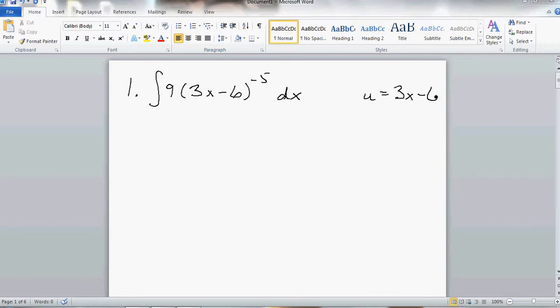Now realize with a little bit of practice this is going to become very second nature, but basically this is the most complex part of the problem, and we take the innermost part of it, and that's usually what u is going to be. The very first thing we do is find the derivative of u, which is 3 with respect to x. Then we immediately solve for dx, which is 1/3 du, or du over 3.